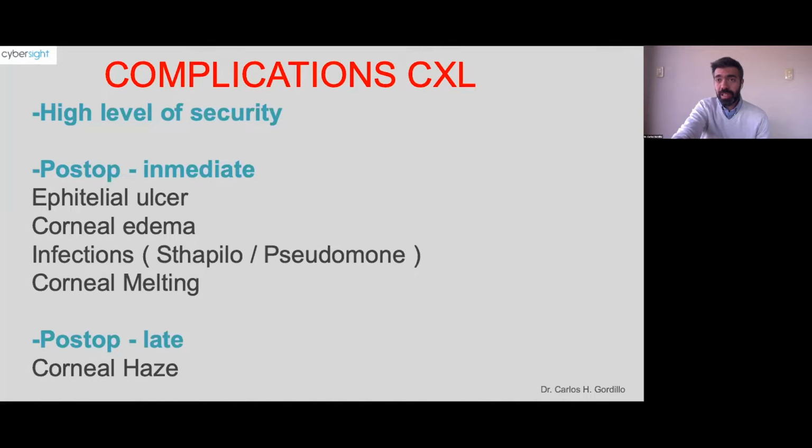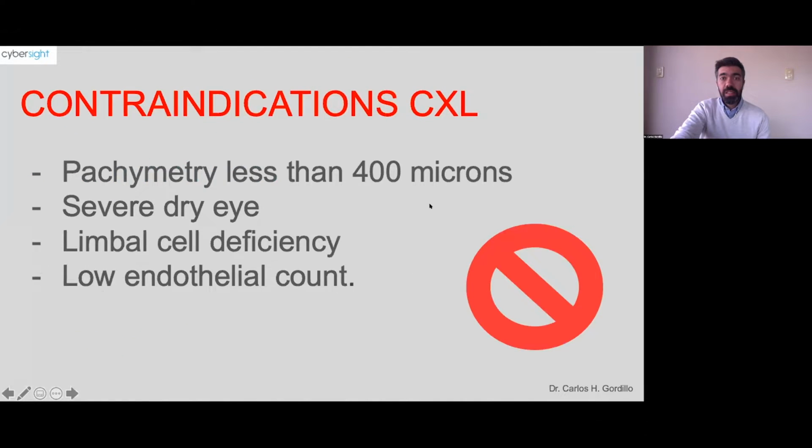So be careful and don't take out the steroids after 1 month. And then you need to control the patient on the 3rd month, because after 3 months, they usually can have this corneal haze complication.